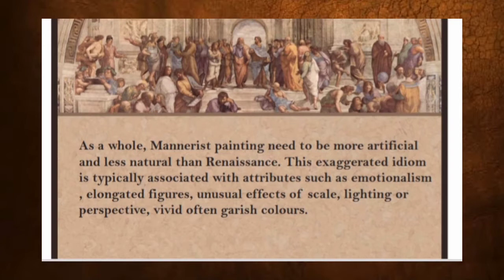As a whole, Mannerist painting tends to be more artificial and less natural than Renaissance. This exaggerated idiom is typically associated with attributes such as emotionalism, elongated figures, unusual effects of scale, lighting or perspective, and vivid, often garish colors.